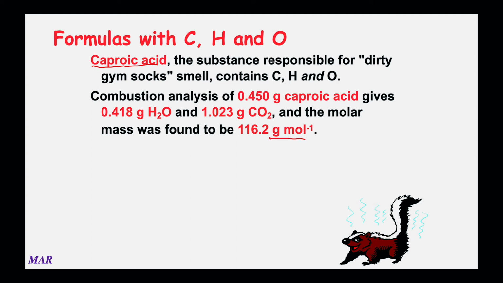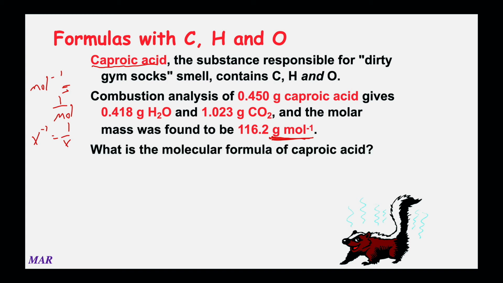Notice this is grams, moles to the -1. Moles to the -1 can also be written as 1 over moles. For example, x to the -1 is 1 over x. So moles to the -1 is like 1 over moles. If you see this grams, moles to the -1, and you will sometimes, that just means grams per mole, just an alternative way to write molar mass. What is the molecular formula of caproic acid?